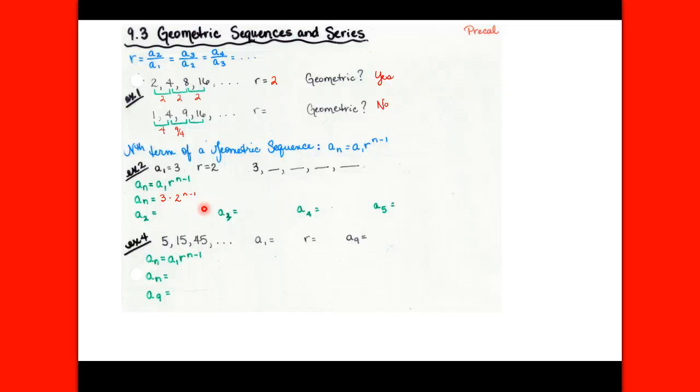Now I have a formula, so now I'm right back to what we've been doing since section 9.1. If I have a formula and I'm asked to find several terms, then I can just plug in, right? So I could say, okay, let's plug in 2 into that formula. If we put 2 in the place of n, that would give me 2 to the 2 minus 1, which is just 2 to the 1. So 3 times 2 would give me 6.